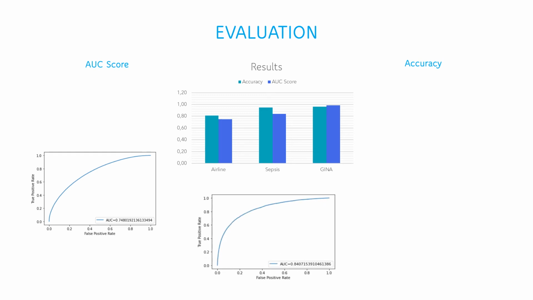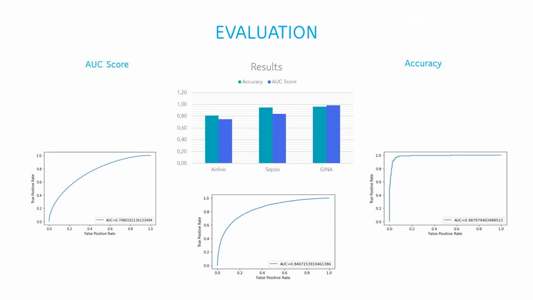For the sepsis dataset, results improved a bit, giving an accuracy of almost 95% and an AUC of 0.83. Lastly, the best performance was achieved in the GINA dataset, where the accuracy obtained was 96%, but the AUC score was almost 0.99.